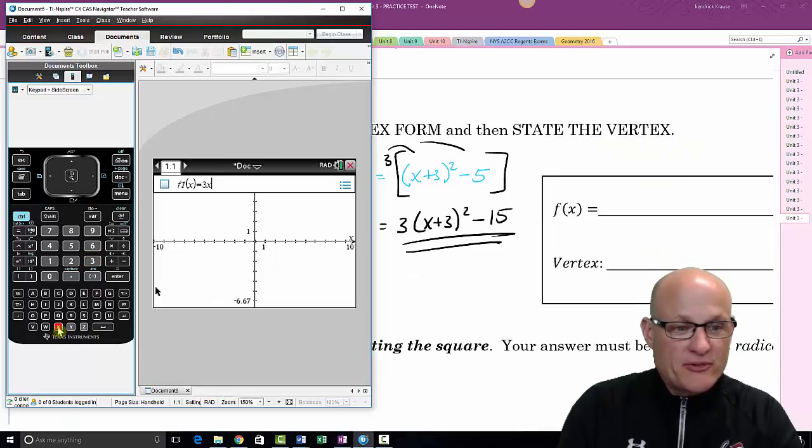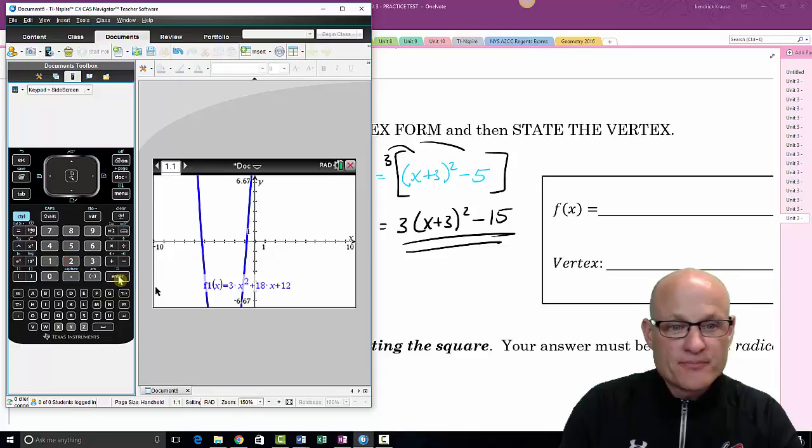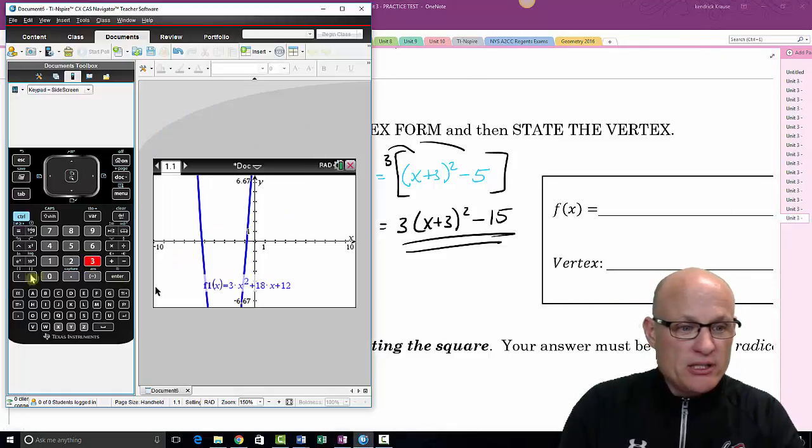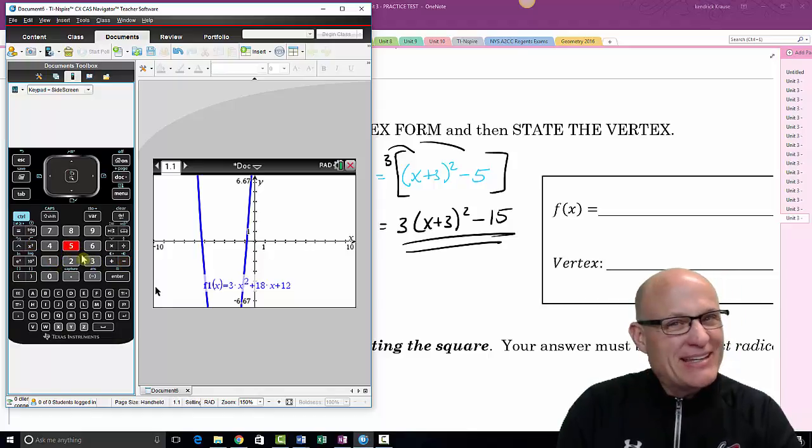3. Plus 18x plus 12. Hit enter. And then I'm going to type in my new one, which is 3 parentheses x plus 3 parentheses squared minus 15. Now, if I'm correct, it maps exactly over this.